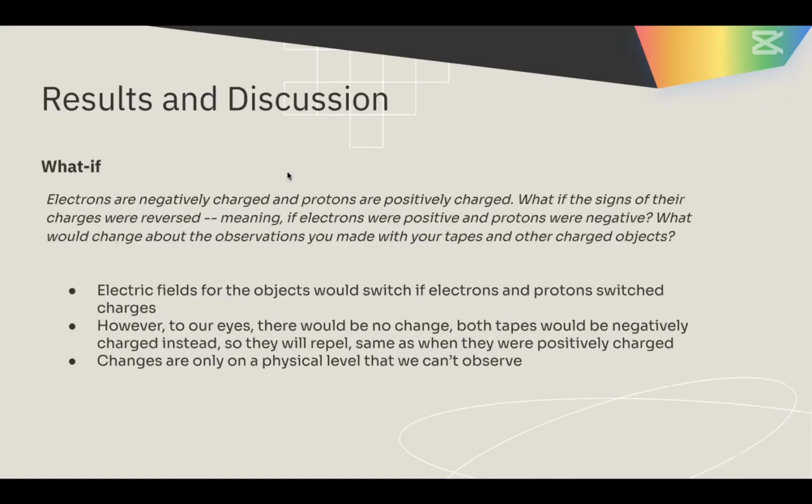So what if the electrons were positively charged and protons were negatively charged? What would change? Would it still be positively charged? The electric fields for the object would switch because the electrons and protons switch. So the tape would now be negatively charged. But to our eyes, there would be no change. Because both tapes are now negatively charged instead of positively, they still repel each other. So we would observe the same results, although on a physical level, the electric fields have changed.